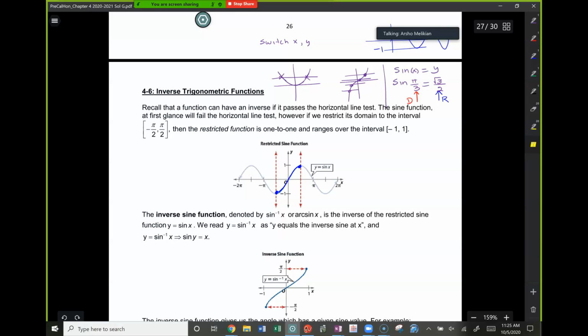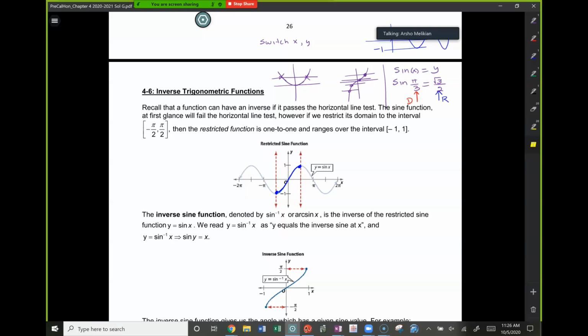A question. How do you decide which portion to take? So we make it as close to the origin as we can. It's always going to be this for the sine. Mathematicians have already ruled on that.